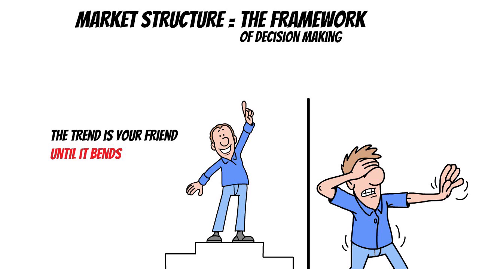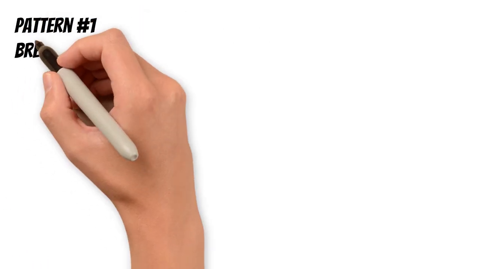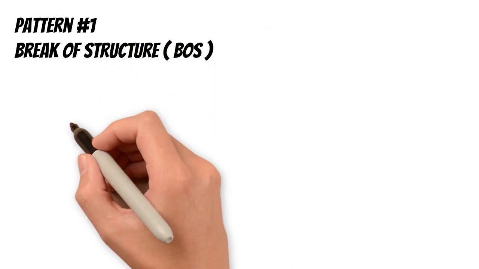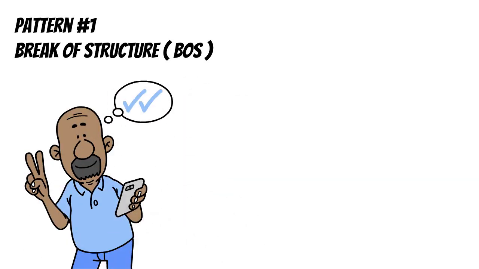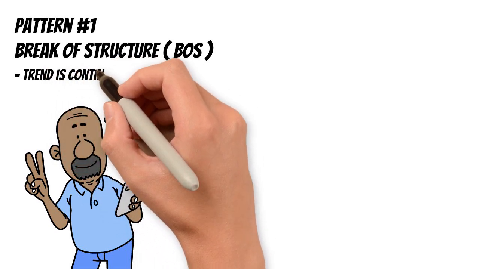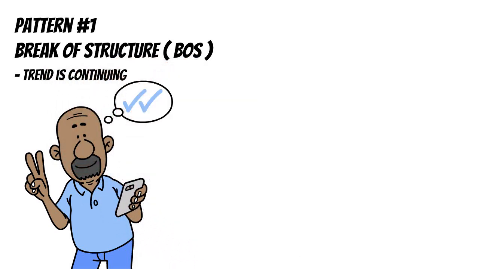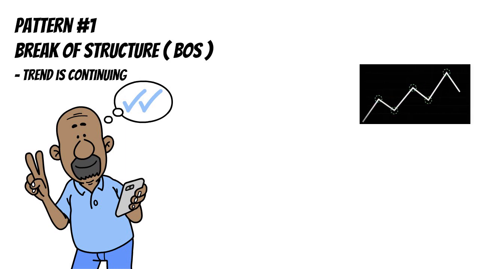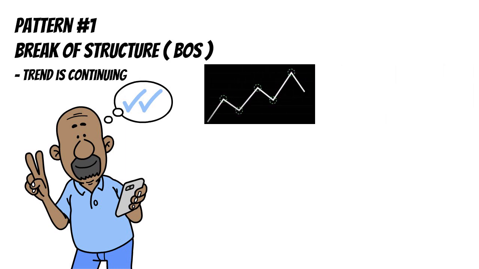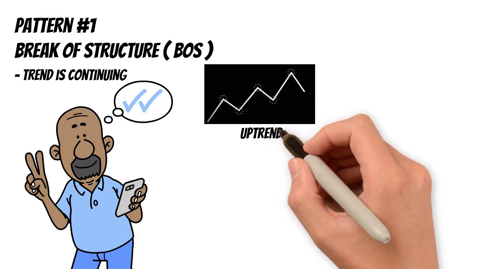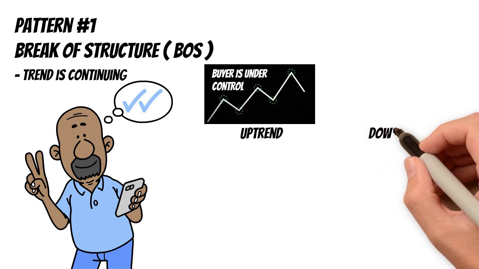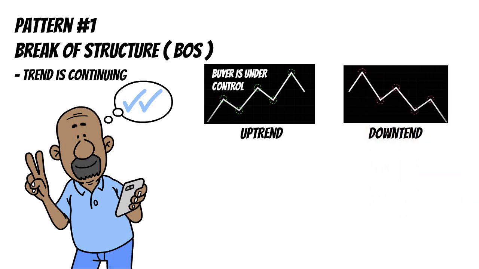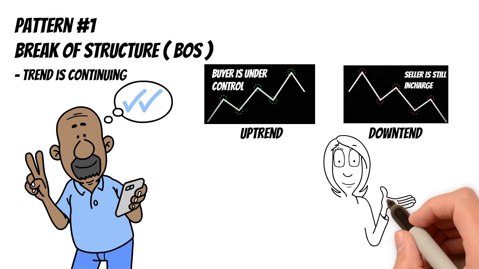To better understand market structure, we will break it down for you into three primary patterns. Pattern 1. Break of structure, or BOS. The first pattern we need to understand is the break of structure. This is the foundation of trading with the trend, because it shows us when the market is confirming strength and continuing in the same direction. The break of structure tells you the trend is continuing. It's your confirmation signal. Example: in an uptrend, when price closes above the previous high, structure is broken upward. That close, not just a wick, shows buyers still in control. In a downtrend, BOS happens when price closes below the previous low, indicating that sellers are still in charge.